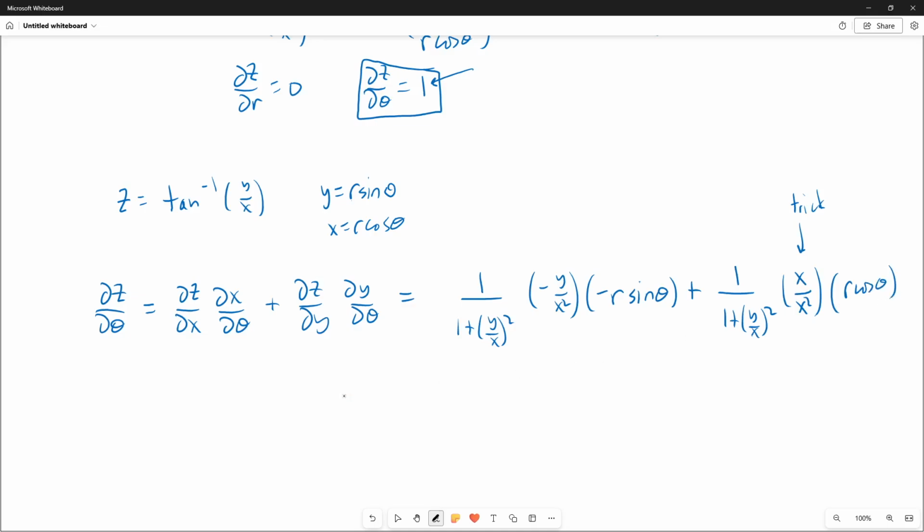So now let's simplify this. Distributing the x squared across the denominator is going to give us x squared plus y squared in both cases. So I have one big fraction here. The numerator of the first fraction is r y sine theta. And the numerator of the second fraction is r x cosine theta. And y sine theta is just r, and x cosine theta is also just r. So this is r squared.